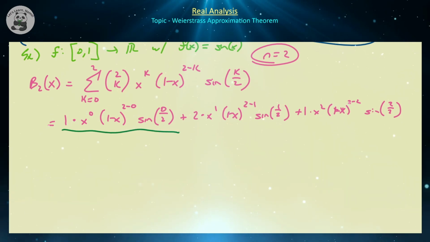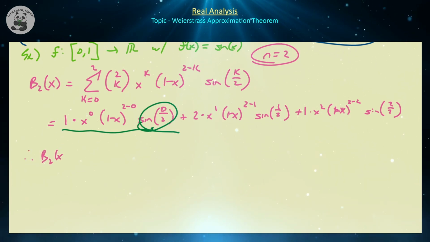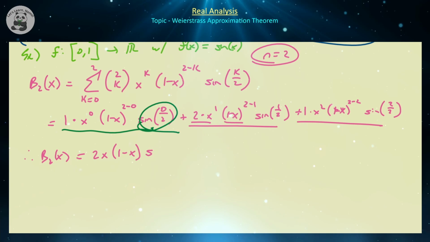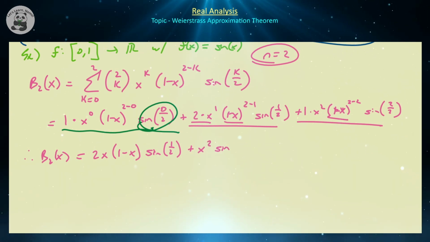Now, if we simplify this a little bit, notice that we have a sine of 0 here. That's obviously equal to 0, so this first term we can completely eliminate. So our second Bernstein polynomial for the sine function on [0, 1] is just going to be equal to these last two terms: 2x times (1 minus x) to the power of 1, times the coefficient sine of 1/2. And then (1 minus x) to the power of 0 is going to be equal to 1, so we're just left with x squared times the sine of 1.